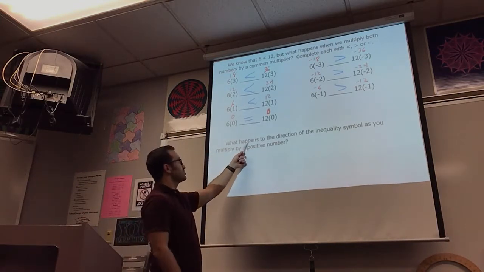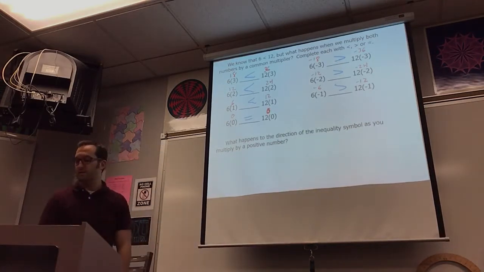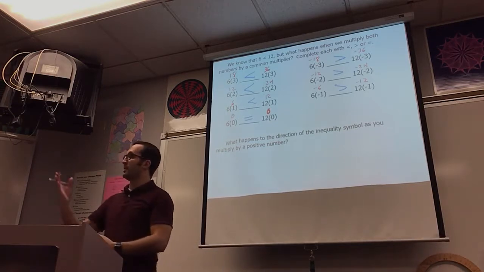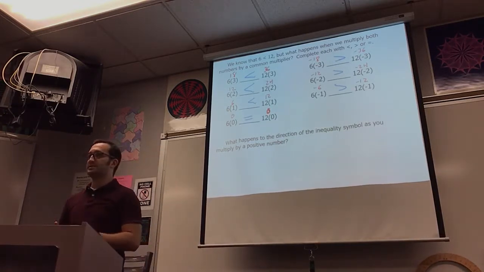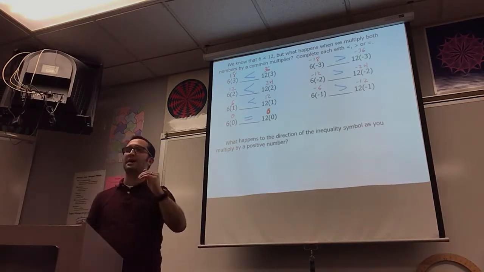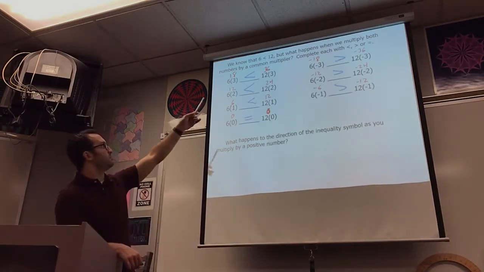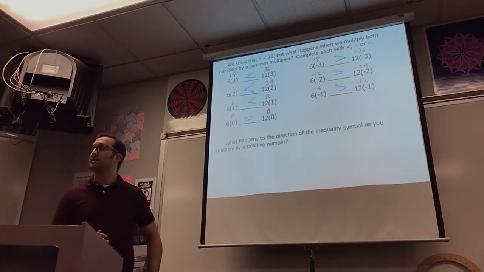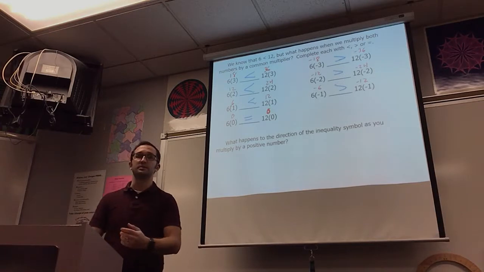So let's answer this question. What happens to the direction of the inequality symbol as you multiply by a positive number? Which of these multiplications is a positive multiplier? The top left, the first 3. What happens to the symbol?